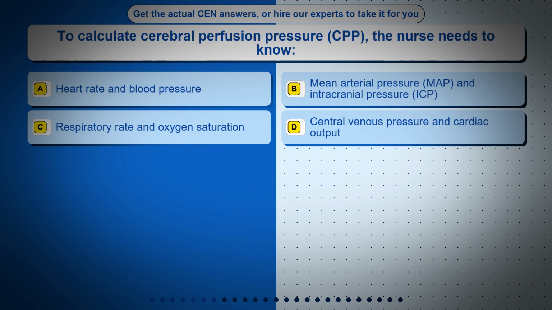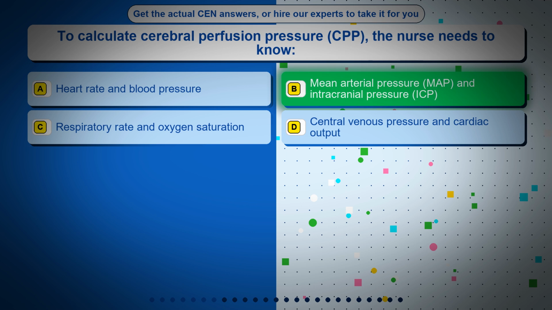Question 7. To calculate cerebral perfusion pressure, CPP, the nurse needs to know: Option A, heart rate and blood pressure. Option B, mean arterial pressure, MAP, and intracranial pressure, ICP. Option C, respiratory rate and oxygen saturation. Option D, central venous pressure and cardiac output. The correct answer is option B, mean arterial pressure, MAP, and intracranial pressure, ICP.